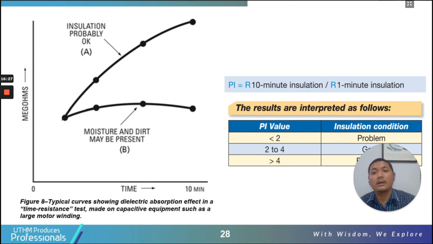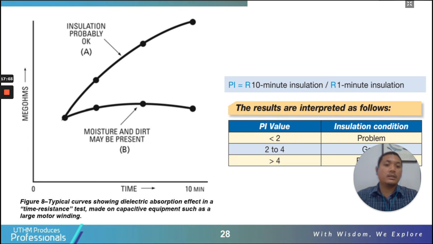Because over time, if the resistance increases, it means that the leakage current has been reduced. But if for 10 minutes the leakage current is still the same, then the resistance will also stay the same. That means the insulation is contaminated, it is dirty, and you have to clean it, because moisture and dirt on the insulation will cause leakage current.